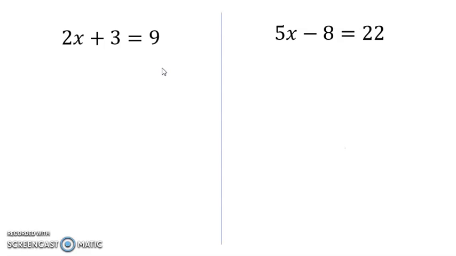So we can work backwards from order of operations to see, well, what was that number that we multiplied by 2 and then added 3 to get 9? In order of operations, we multiply the 2 and the x first and then add 3. So to work backwards, we start by undoing this plus 3. We subtract 3 from our answer.